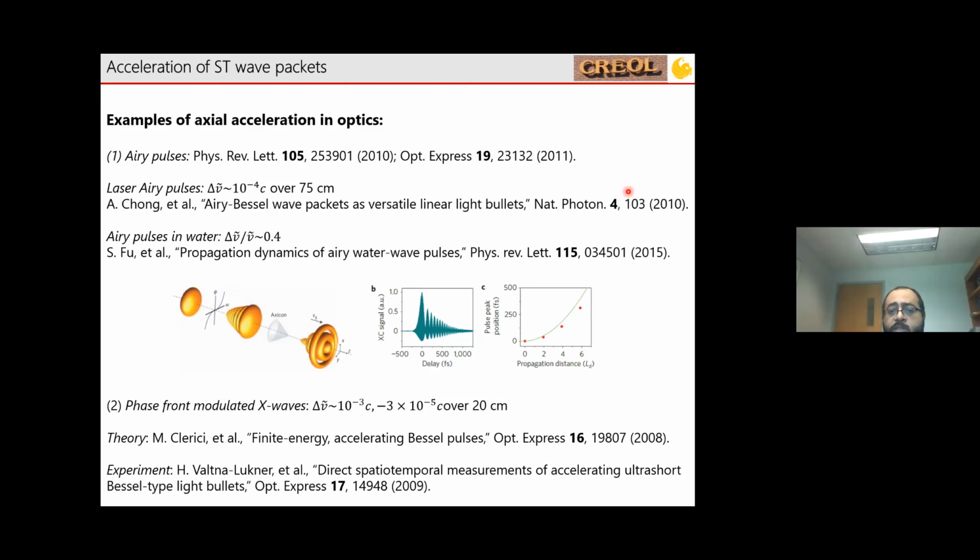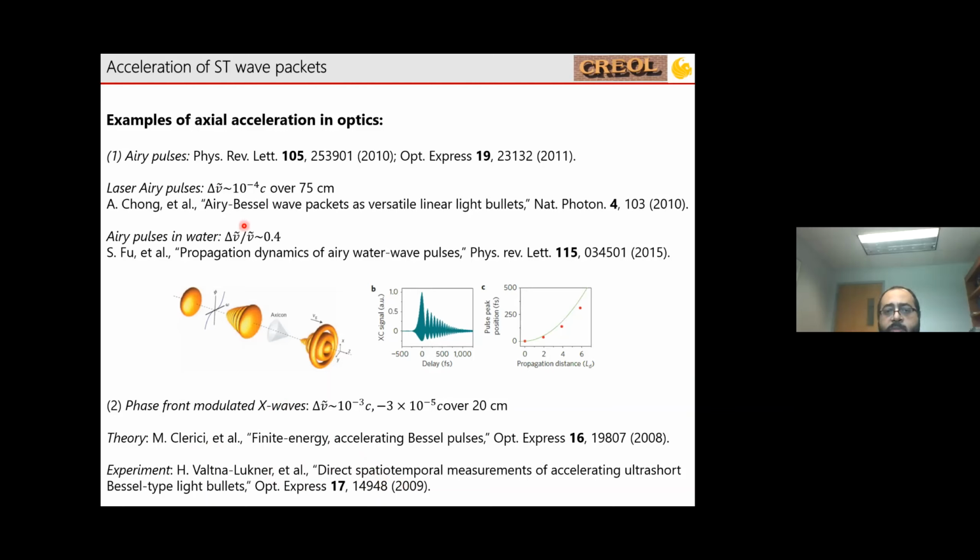An Airy pulse will have an axially varying group velocity in the medium. And the other is by phase modulating X waves. Matteo Clerici proposed this in 2008 and it was quickly done by Peter Saari's group in 2009. And they showed that X waves can also accelerate in free space if you modulate them in an appropriate way.